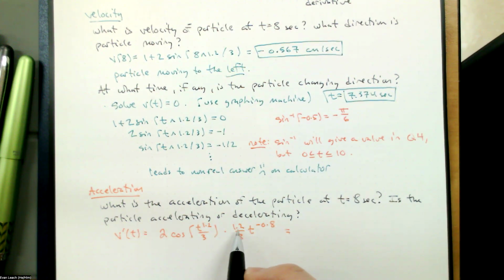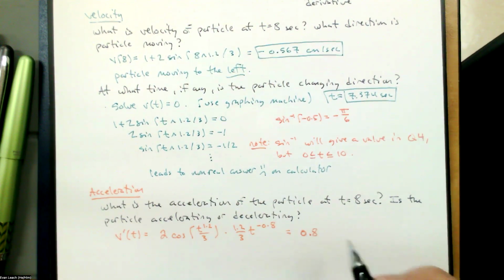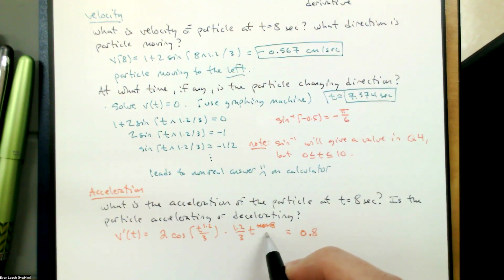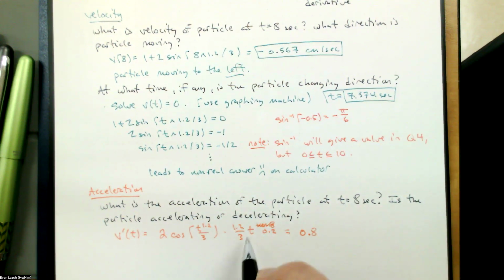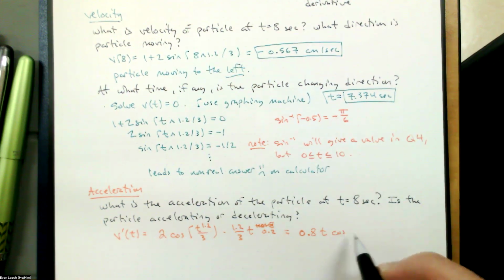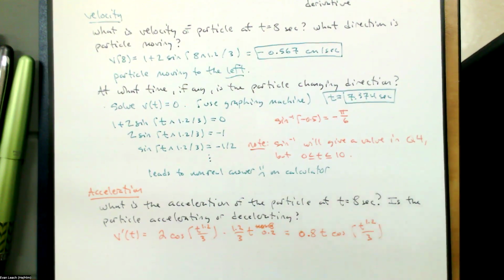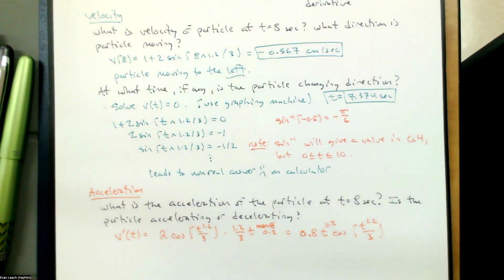So 2 times the 1.2 is 2.4. 2.4 divided by 3 is 0.8. Oh, it's not negative 0.8. 1.2 minus 1 is 0.2, not 0.8. So it's 0.8 times t to the 0.2 times the cosine of t to the 1.2 over 3. Yeesh.